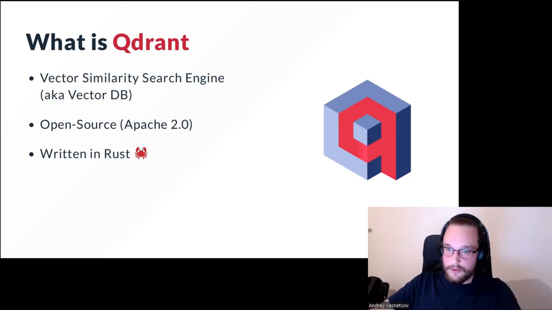Qdrant is fully open source. It's distributed under the Apache 2.0 license. We have more than 60 external contributors on GitHub, and you're welcome to contribute to Qdrant as well. Qdrant is written in Rust, as I think all system level software should be. But that's a topic for another talk.